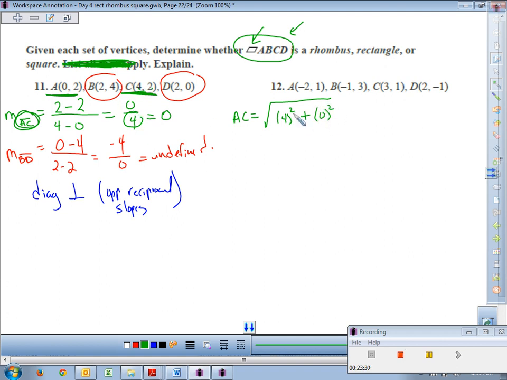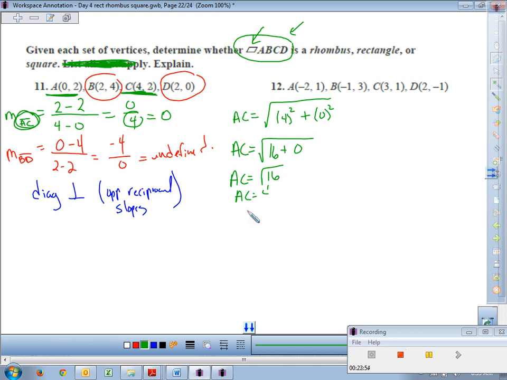And you know what? People are like, what if you put those in the wrong order? What if you did 0 squared plus 4 squared? It wouldn't matter, because you're just adding stuff together. This turns out to be 16 plus 0. Isn't that the same thing as 0 plus 16? It doesn't even matter what order those go in. But we'll simplify. 16 plus 0 is the square root of 16, which is 4.